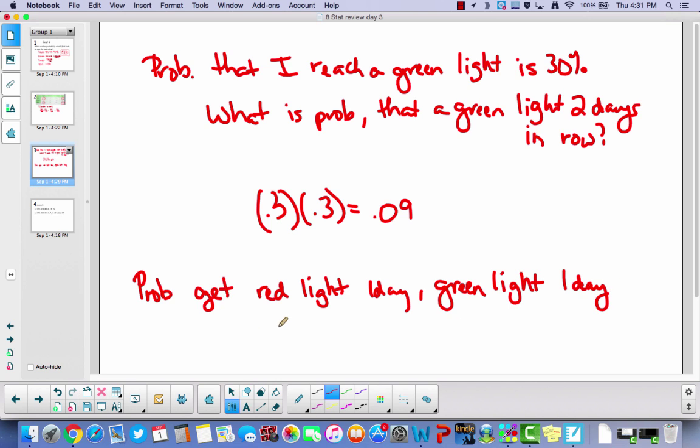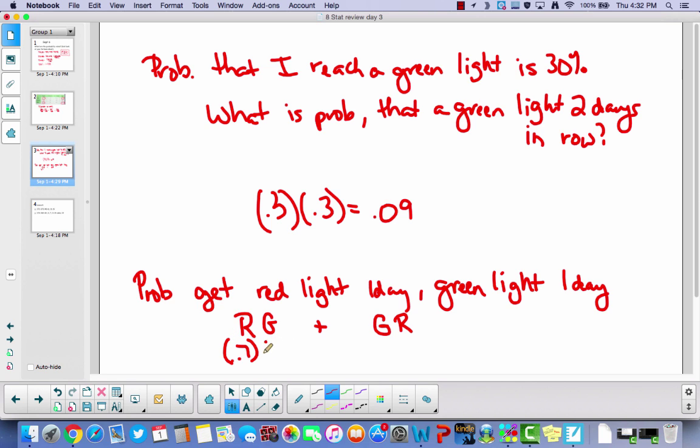Okay. Well, what are my choices here? I can get a red light the first day and a green light the second day. I can get a green light the first day and a red light the second day. I have to add those two probabilities together. What's the probability I get a red light? Well, if the probability I get a green light is 0.3, then the probability I get a red light is 0.7.